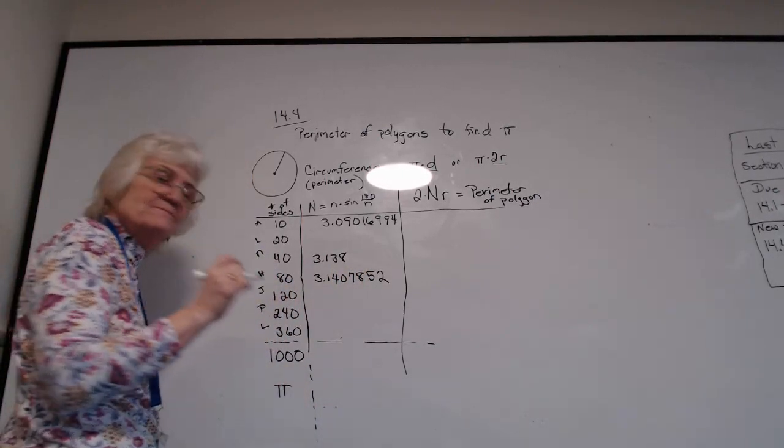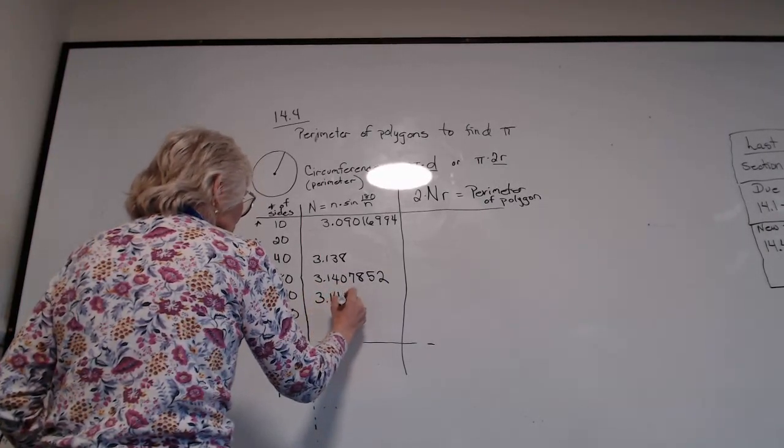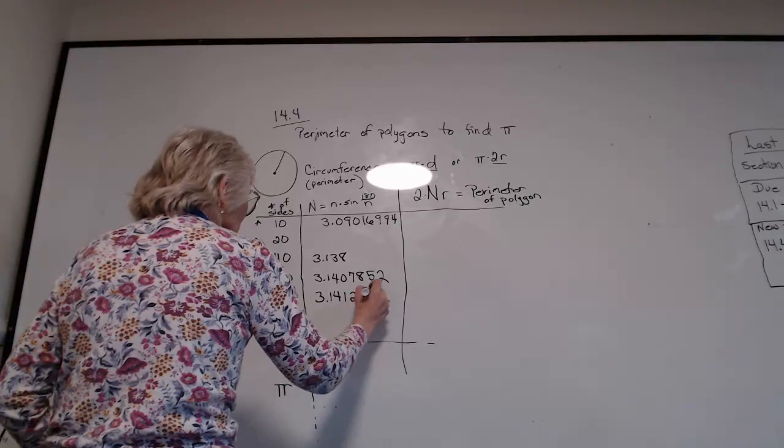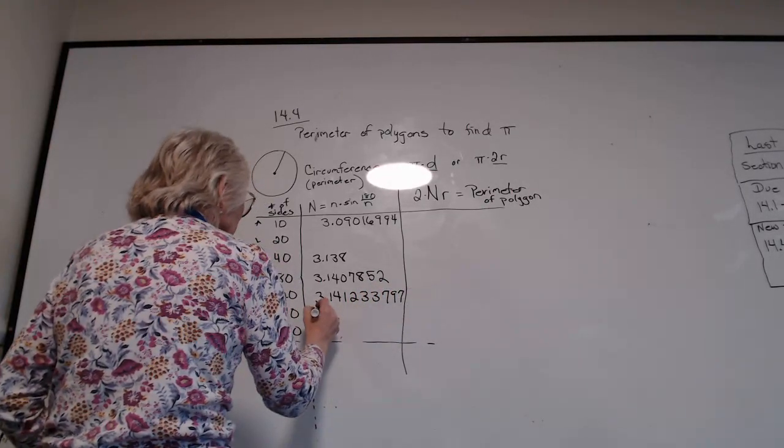Okay, Jake? I got 3.141233797. Okay, and Paxton?